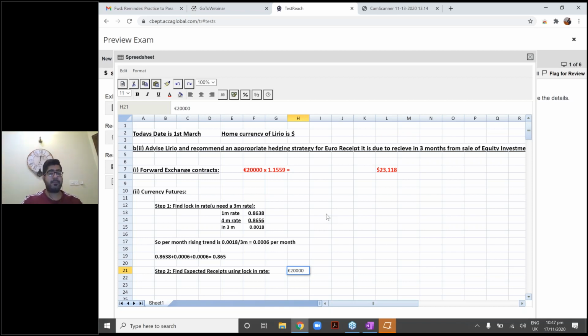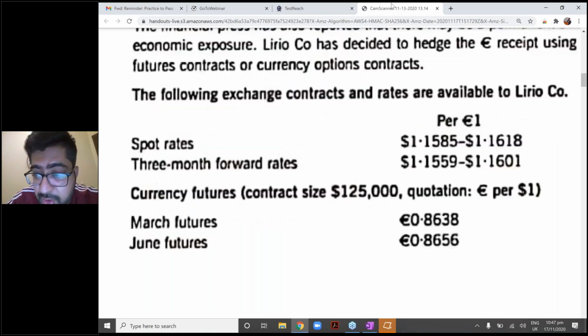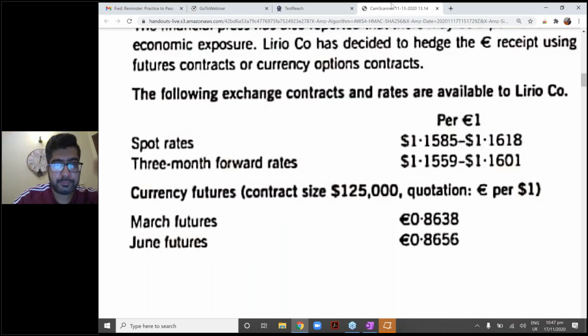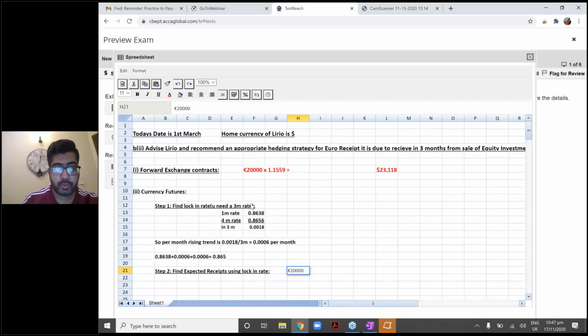Will you multiply or divide? Now, if you go back to the question, in futures the quotation is euro per dollar. In the above technique, forward exchange contract, this was dollar per euro. But in futures, it's euro per dollar. Dollar is the local currency, that's the denominator, so it is indirect. So you will divide euro 20,000 by the lock-in rate 0.865.